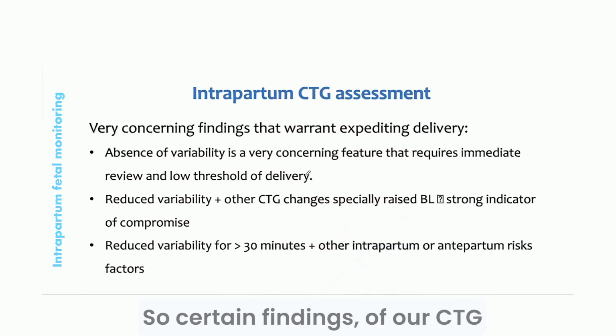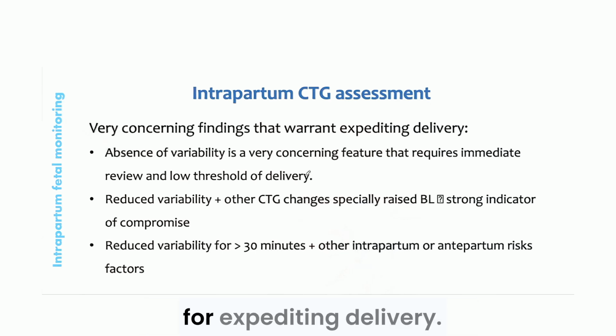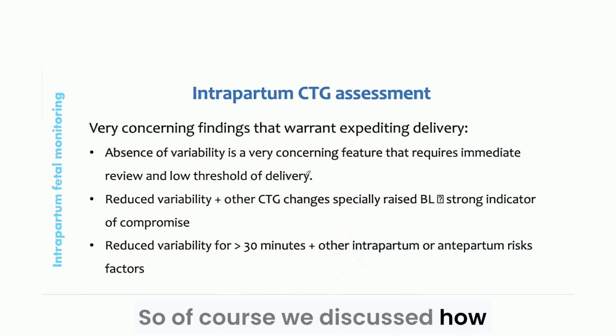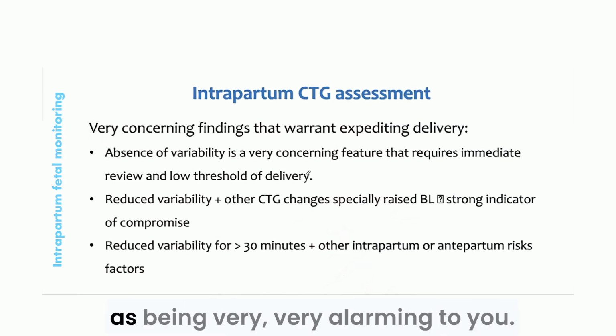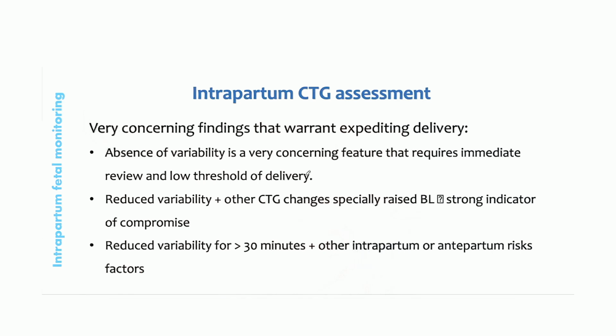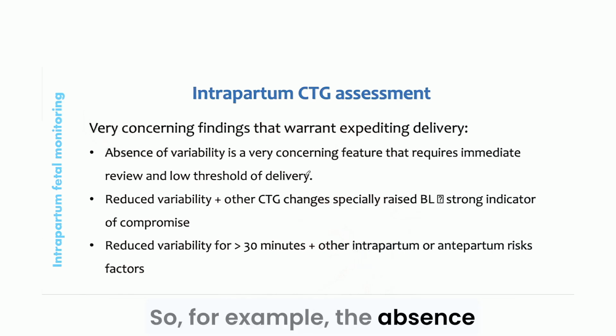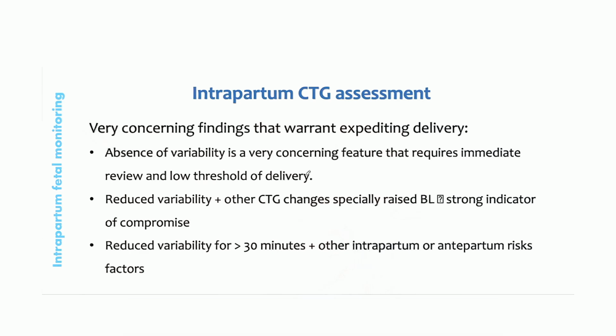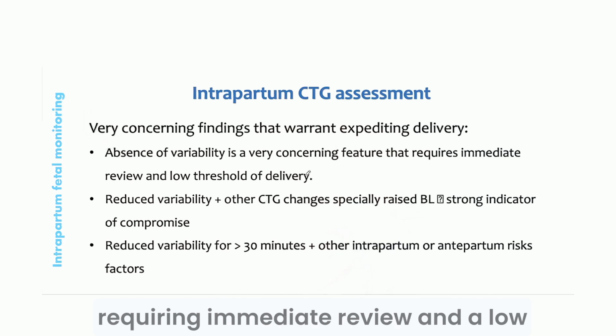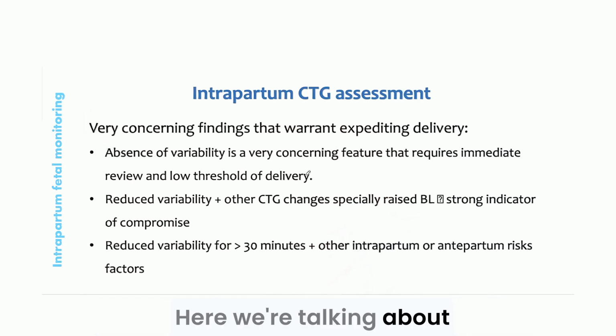So certain findings of our CTG could really be an indication for expediting delivery. So, of course, we discussed how to read the CTG, but there are certain situations that you have to be really mindful of as being very, very alarming to you. So, for example, the absence of variability is a serious concern requiring immediate review and a low threshold for intervention. Here we're talking about absent variability. So it's not just a reduced one, it's just absent. So you see almost like a flat line. That's a concern that is not normal.